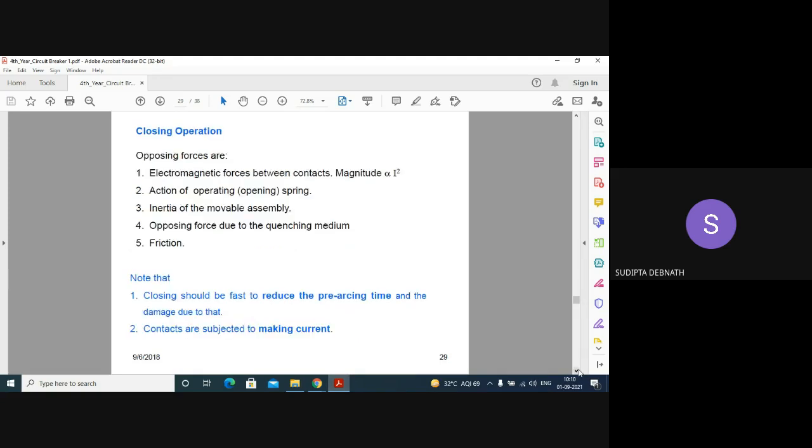In the closing operation, opposing forces are there: electromagnetic forces between the contacts, and the action of the operating spring. The spring must be there so that when opened, it is kept in the open position. Then there is inertia of the movable assembly, opposing force due to the quenching medium, and always friction. Closing should not be too fast, to reduce the pre-arcing time and the damage to the contacts. And contacts are subjected to making current. That I already told you what is making current.